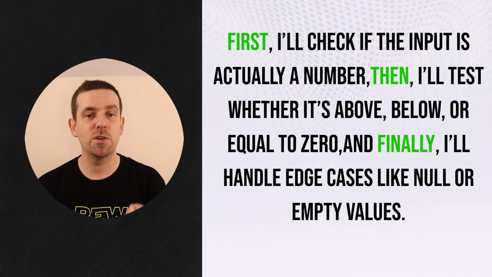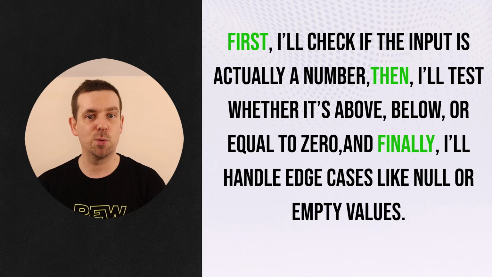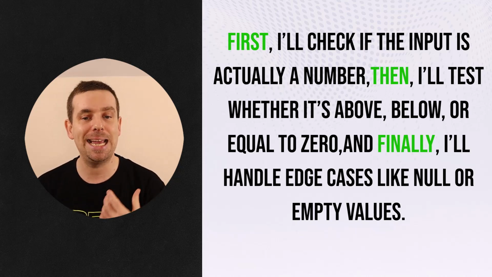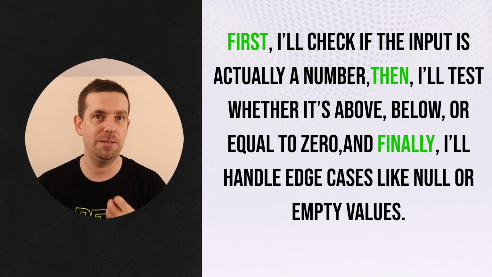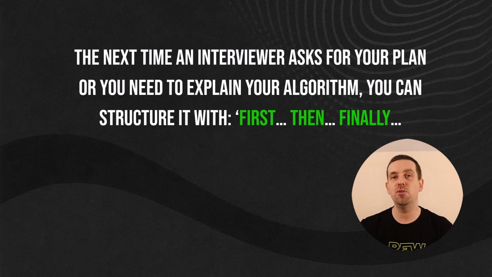Another example is, first I'll check if the input is actually a number, then I'll test whether it's above, below, or equal to 0, and finally I'll handle edge cases like null or empty values. So the next time an interviewer asks for your plan or you need to explain your algorithm, you can structure it with first, then, and finally.